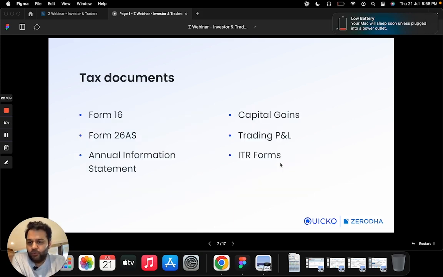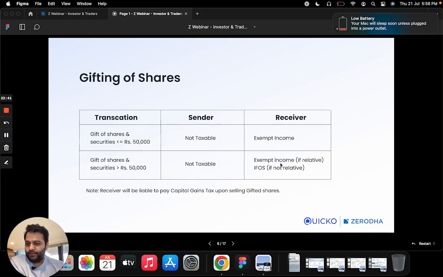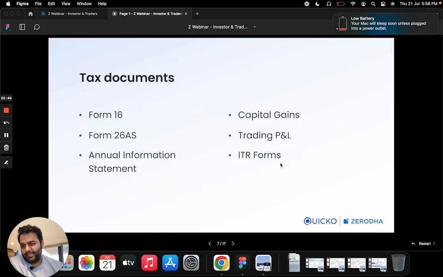Let's now move on to tax documents. So this first segment was broadly covering taxes on investing and trading. I hope you all understood the tax treatment of investing into capital markets, trading into capital markets. Then we talked about losses, both current year losses, loss adjustments, and brought forward losses. We talked about tax loss harvesting, and in the last slide, gifting of shares, right? So I hope those topics are covered. In this next segment, we're going to talk about different tax documents.